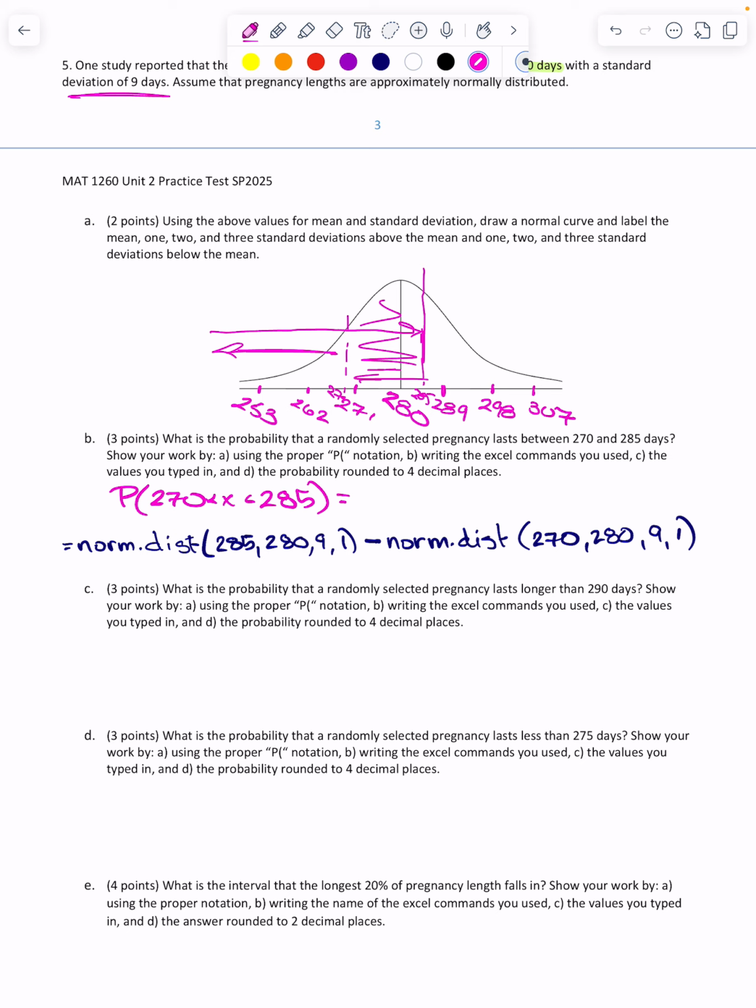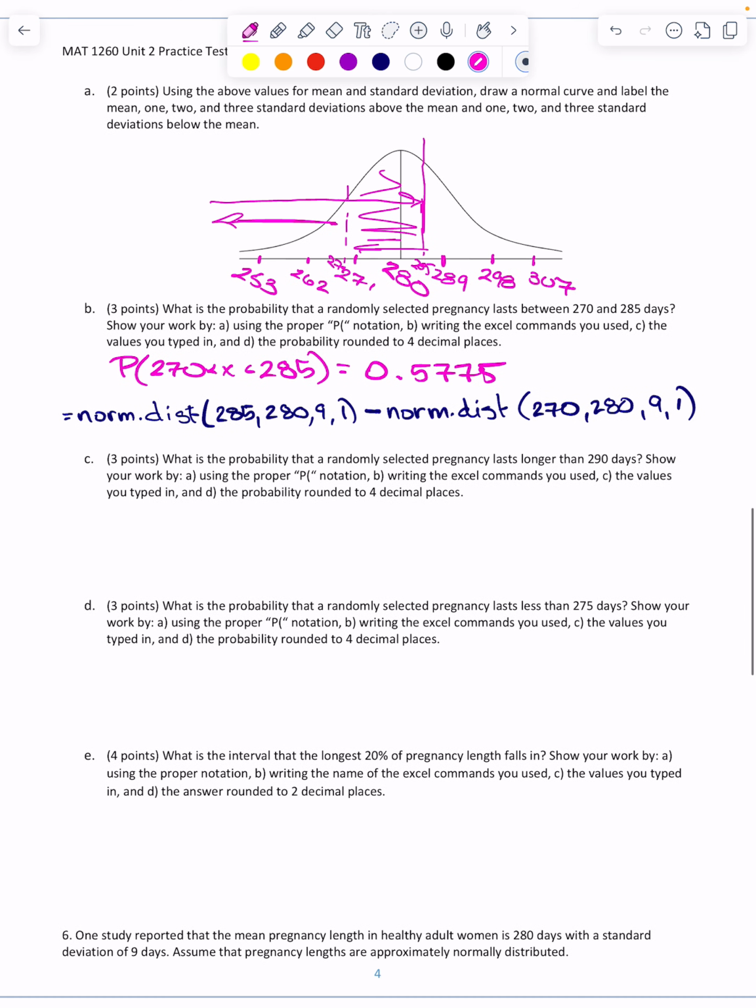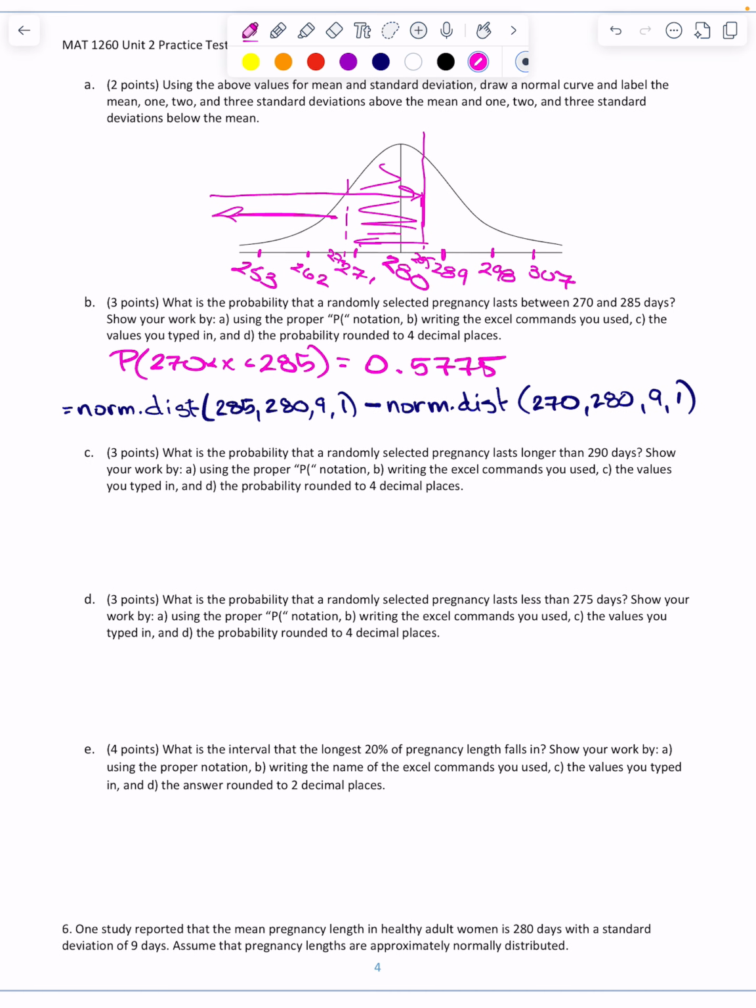When I do that in Excel, I get 0.5775. Keep in mind, this should never be negative because we're talking about an area. If you end up with something negative, you probably subtracted backwards. Should never be more than 1.